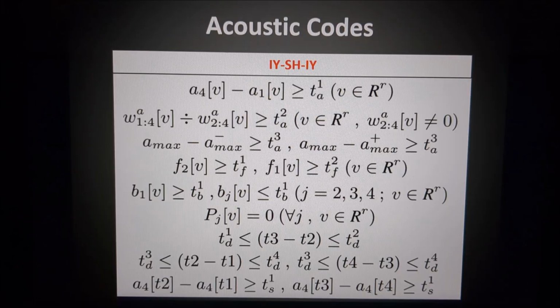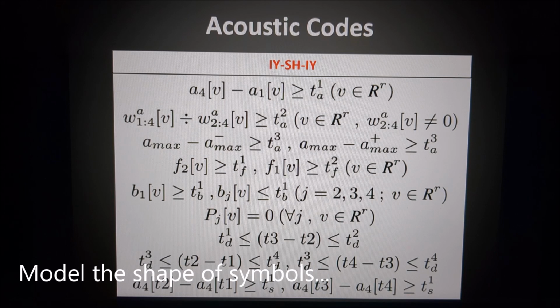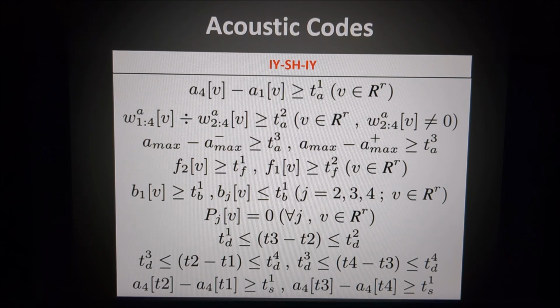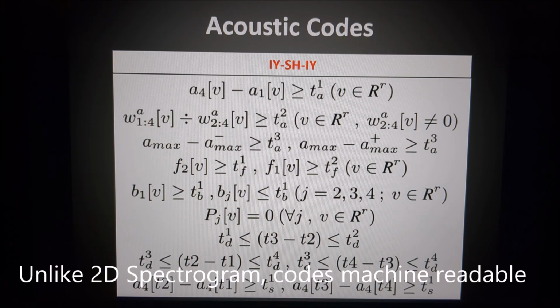Here I've written down some simple equations called the acoustic code to model the shape of the ishi symbol we just saw. For example, equation 1 tells you that A4 minus A1, which is the gap we talked about, is greater than a threshold. Equation 2 models the symbol's shape when A2, A3, and A4 are closely grouped together and far away from A1, and so on. A point to note here is that unlike the 2D spectrogram we saw at the beginning of this video, this acoustic code is machine readable.